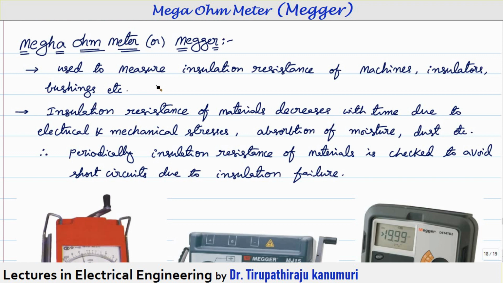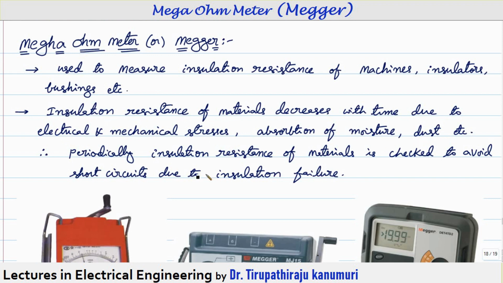The need for measuring the insulation resistance is that if you take any insulating material, with respect to time its insulating properties will go on decreasing. This can be due to electrical or mechanical stresses, or absorption of moisture, dust, etc. by that insulating material, hence the insulation resistance goes on decreasing.